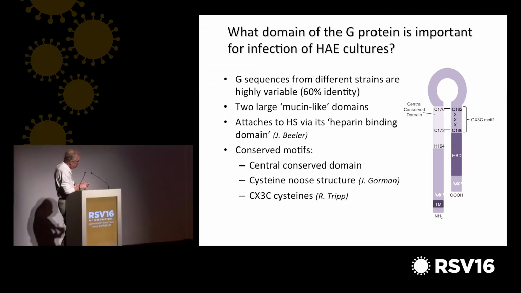So we have then the conserved motifs up here at the top. There's a region here that's completely conserved among all G proteins. There's a cysteine loop structure here, which was solved by Jeff Gorman, where these 4 cysteines bind in this pattern. And then the CX3C motif here, 2 cysteines with 3 amino acids in between, which Ralph Tripp recognized as being a chemokine indicating sequence. There's only one chemokine like it, and it's called fractalkine, and it binds to a receptor, but it's got this CX3C motif.